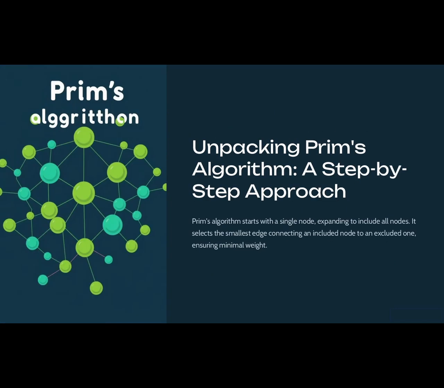I am here to explain Prim's algorithm and Kruskal's algorithm, which are two powerful tools for finding a minimum spanning tree in a network, which helps connect all nodes with minimal total edge weight. Prim's algorithm begins with a single node, then progressively expands the tree by adding the smallest edge that connects an included node to an excluded one.